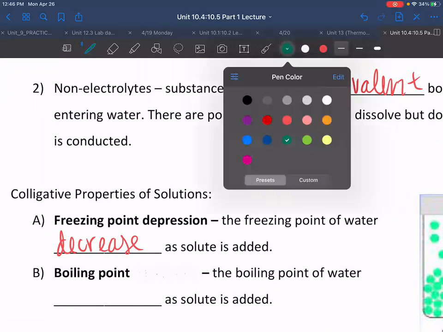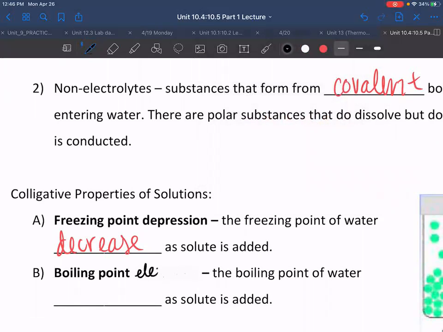So if we change that to say elevation, as you guys would probably assume, the boiling point of water increases as solute is added. This is why people add salt to their water when they make noodles, because if we can get it to a higher temp that it's boiling at, the faster the noodles will cook. It does also taste better.